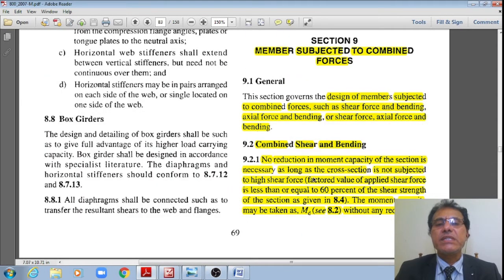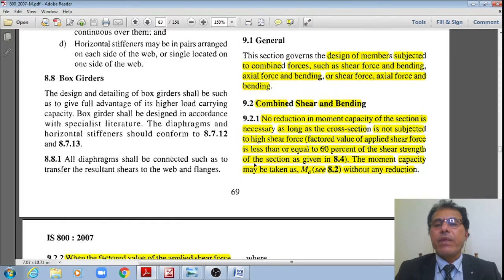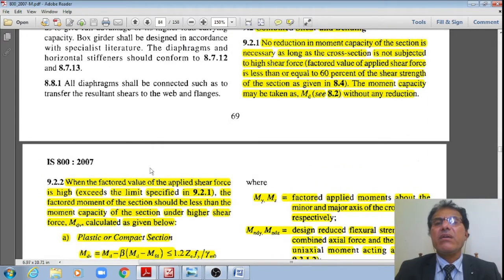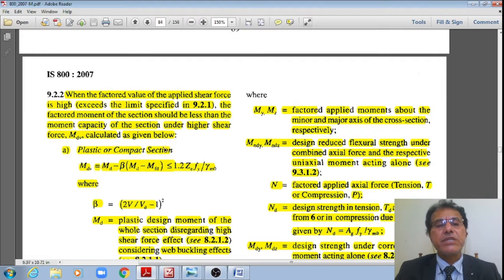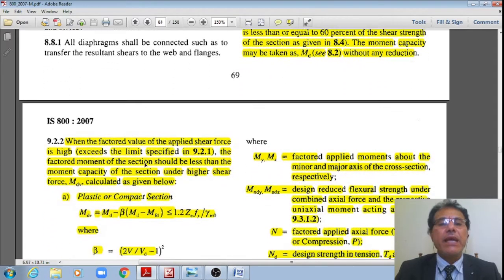What the code says is that for combined shear and bending, no reduction in the moment capacity of the section is necessary, right? These are members subjected to combined forces, the combined shear and bending. Now in such a case, this Mdv means, if the applied shear force is less than 0.6 times the design shear strength, that is what is called low shear. If it is more than 60%, then Md is equal to Mdv.